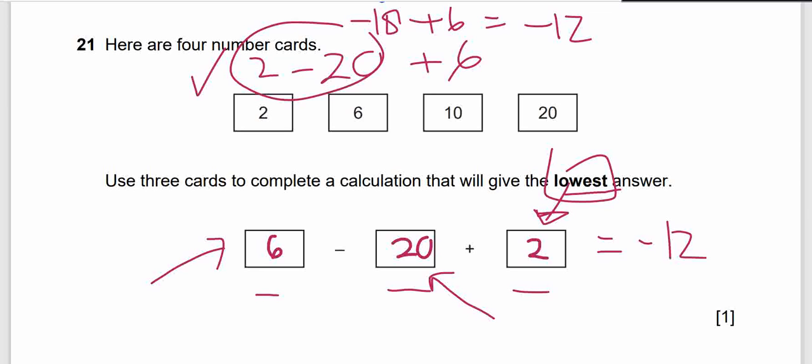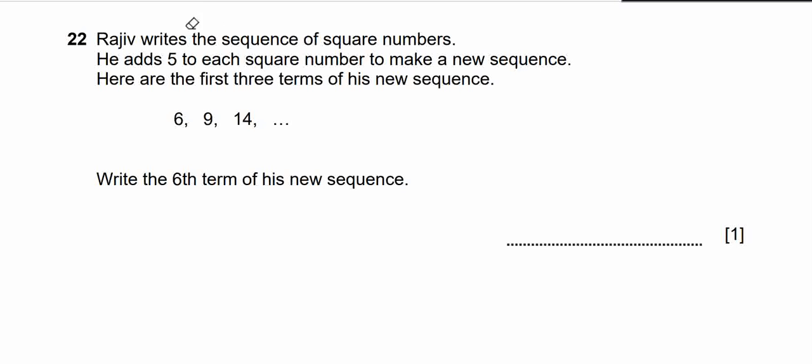That's the idea. Next, question 22 says Rajiv writes a sequence of the square numbers. He adds 5 to each square number to make a new sequence. Here are the first 3 terms of his new sequence: 6, 9, 14. Work out the 6th term of his new sequence. 10 seconds from now. 10, 9, 8, 7, 6, 5, 4, 3, 2, 1.